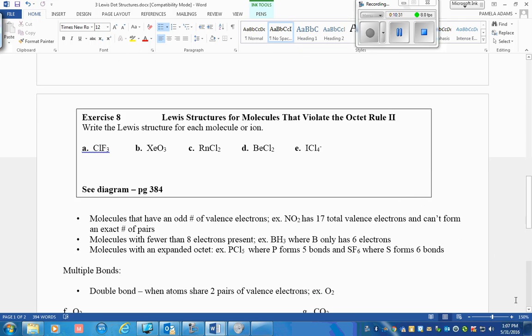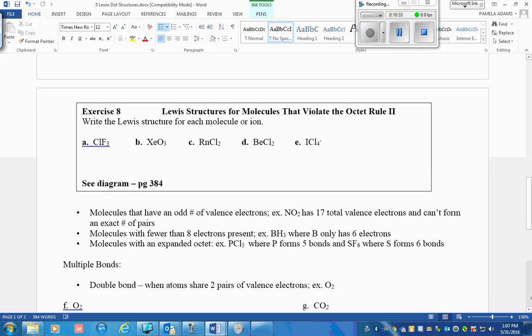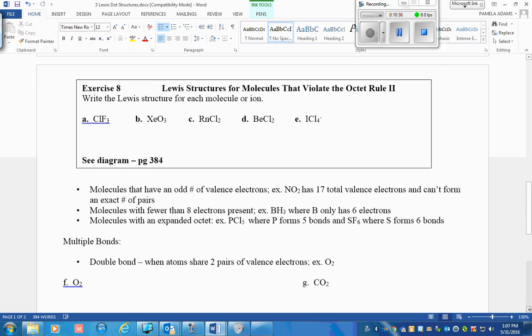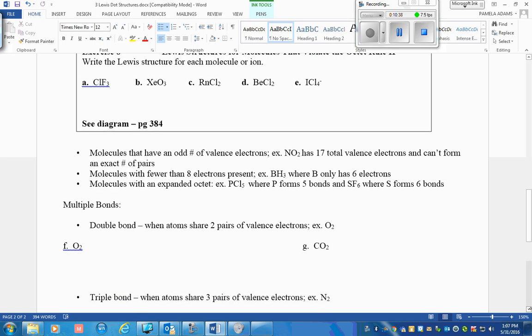Okay, I'm going to leave you to look at the book for this, and now I want to talk about a special condition, and that is when you expand the octet, when you have too many electrons and you put them around the central atom. You use multiple bonds when you have too few electrons around the central atom.